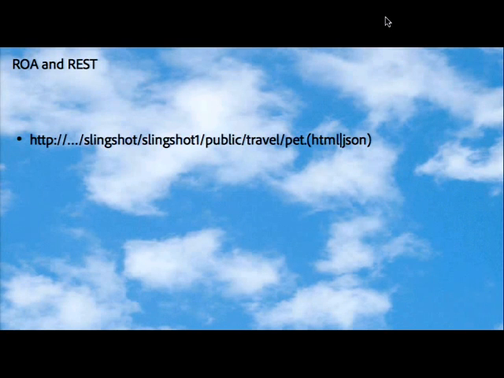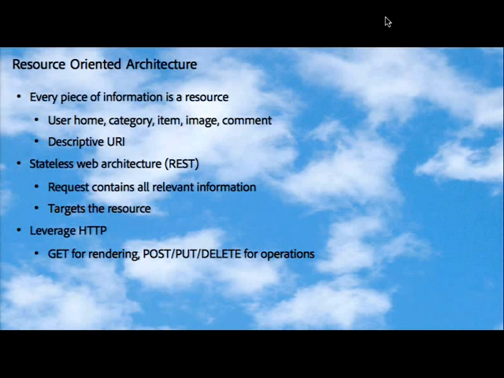That's really then more RESTful, because you directly target what you want to see, and you can see by looking at the URL what you want. And this basically gives you a resource-oriented architecture where every piece you can request is a resource, like the user home, the category, an item, the image, a single comment, everything is a different resource which has a unique URL.